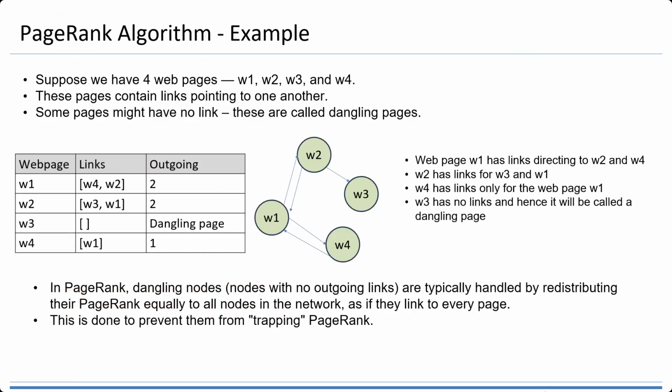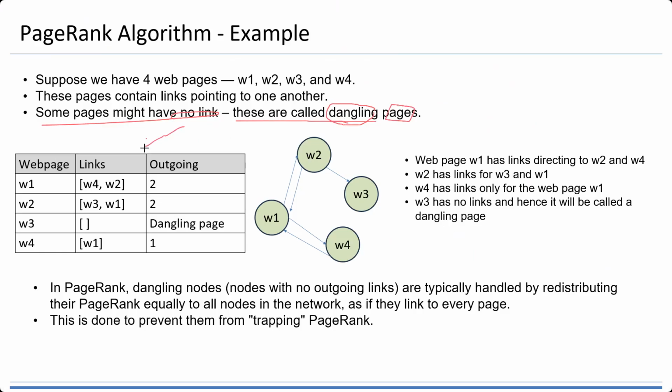Suppose we have 4 web pages: W1, W2, W3, and W4. These pages contain links pointing to one another. Some pages might have no link. No link means we call them dangling pages. Dangling means no link to the related pages.